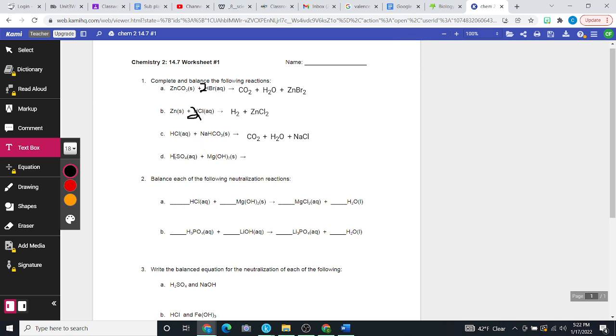Now on D, here's my acid, and I see OH, so right away that is a base. Now if I have an acid and a base, I am going to form some water.